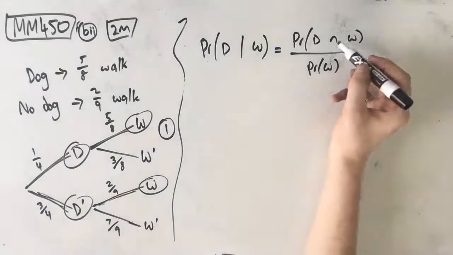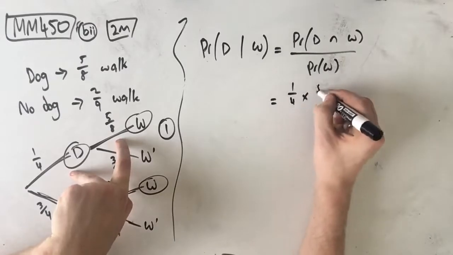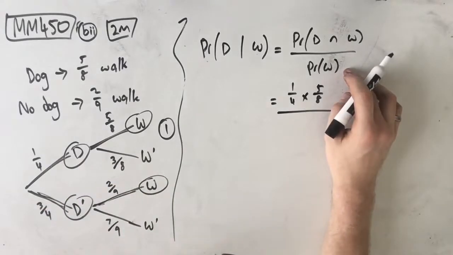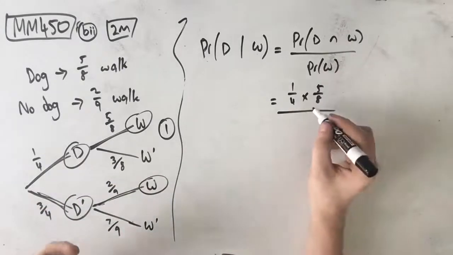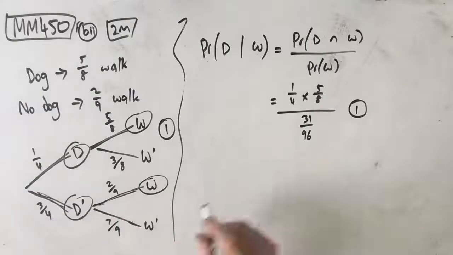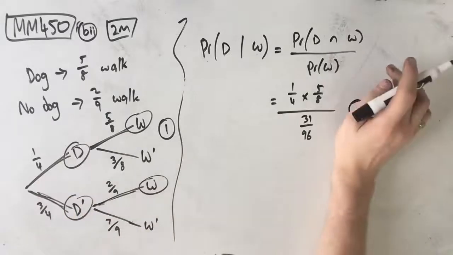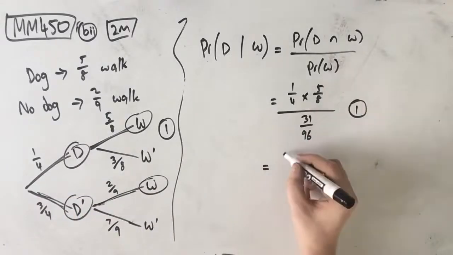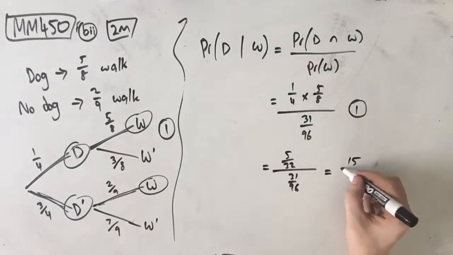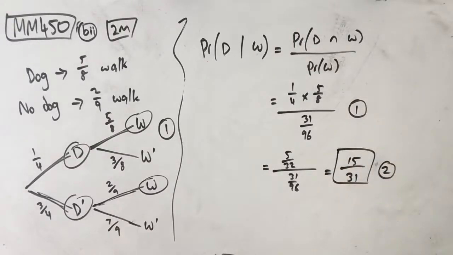Now, to find the intersection between D and W, we simply take those two branches and we multiply them together. So 1 in 4 times 5 in 8 over the probability that any given person goes on regular walks, right? In part BI, we found that that was 31 in 96, which means that 31 in 96 goes on the bottom. This is our first mark. It's pretty much like between here and here is our first mark. The recognition of doing that is a mark, and then setting that up is another mark, which means we get 5 in 32 over 31 in 96, which is equal to 15 over 31. That is our second and final mark for part BII, guys.